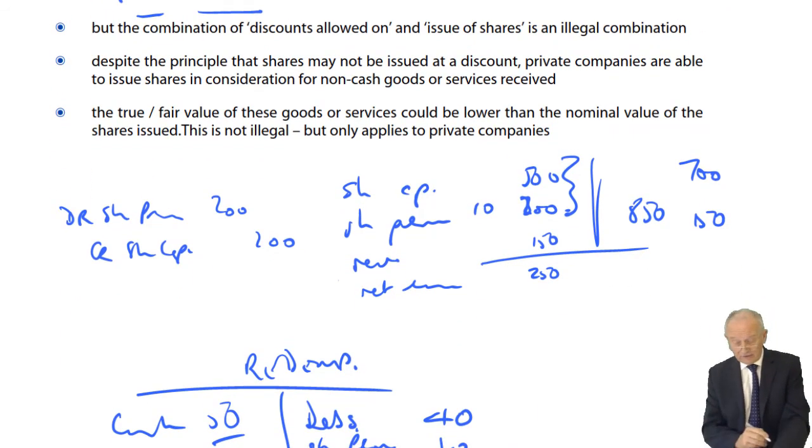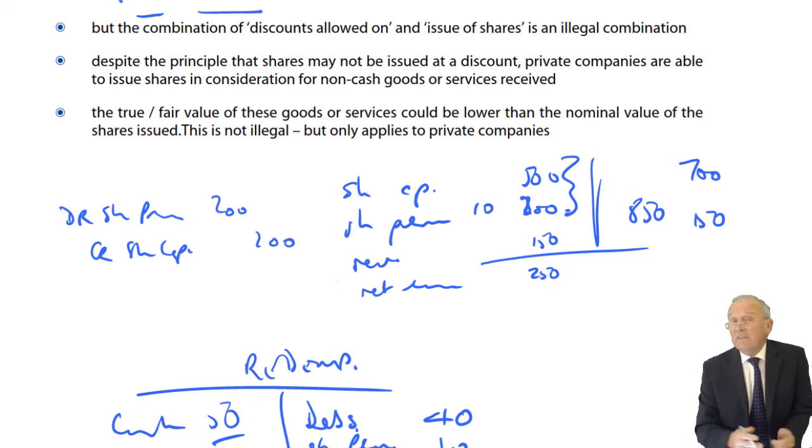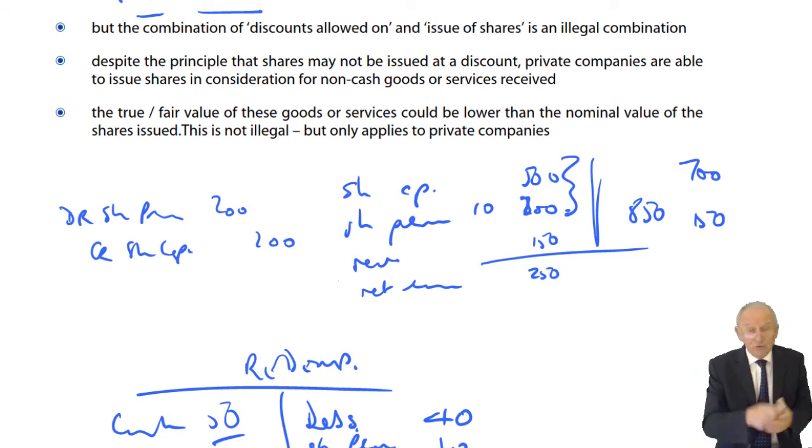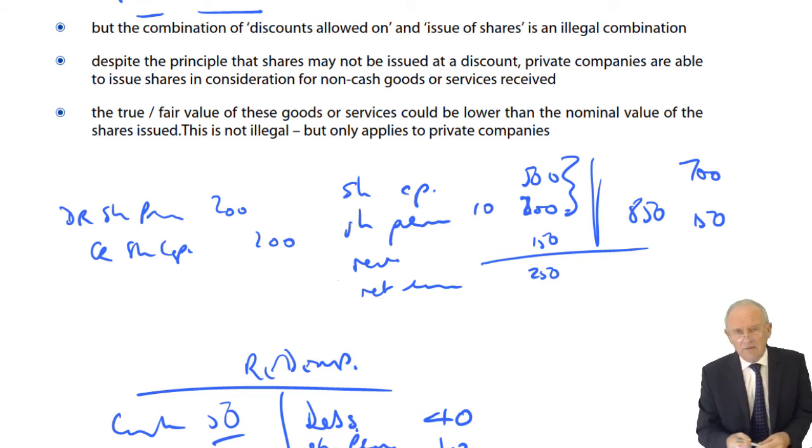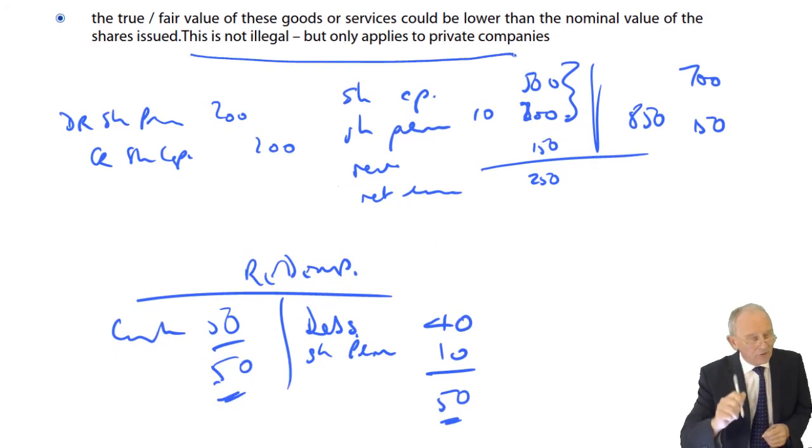Despite the principal that shares may not be issued at a discount, private companies can. Private companies can issue shares with nominal value of, say, 100, and in exchange receive goods or services that are worth less than 100. So it is available for private companies to issue shares where the consideration received is at an undervalue. But it doesn't mean that we have to treat it as an undervalue. It would be immediately, so we'd credit share capital with the full dollar, and we would debit whatever it was that we were receiving, tangible non-current assets, for instance, at the full dollar. We can't create a discount on share account because you can't issue shares at a discount. But private companies can effectively, by issuing shares in respect of non-cash consideration. It's not illegal, but it only applies to private companies.